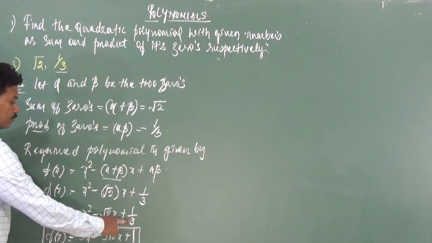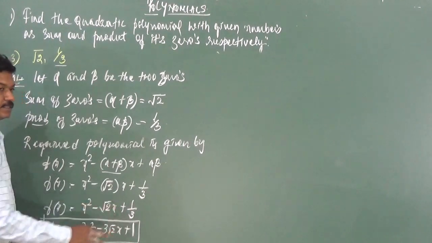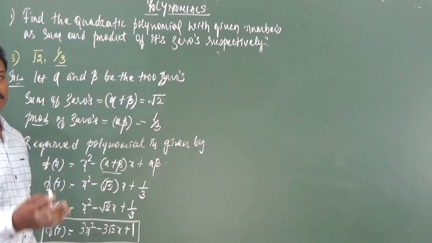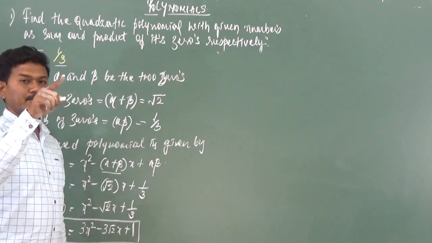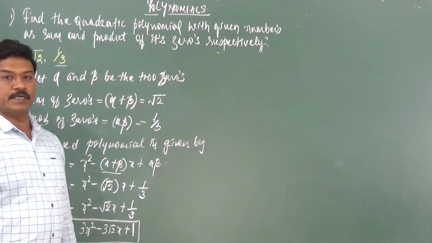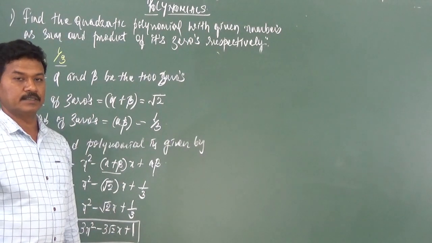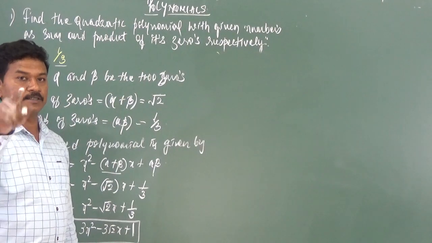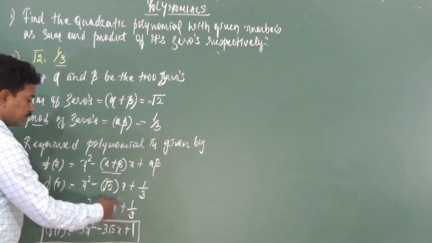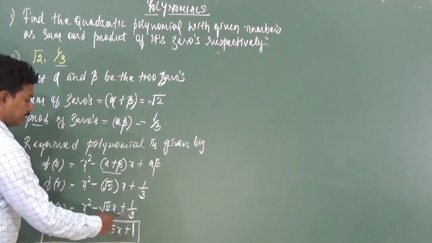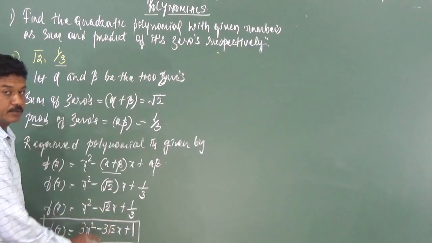Why do we have to multiply the entire polynomial by 3? Because 3 acts as a constant. In the derivation I showed you p(x) = k(x² − (α + β)x + αβ), where k was called a constant. So the same constant is 3 in this example. We have to multiply the entire polynomial by 3 to bring it to the standard form.